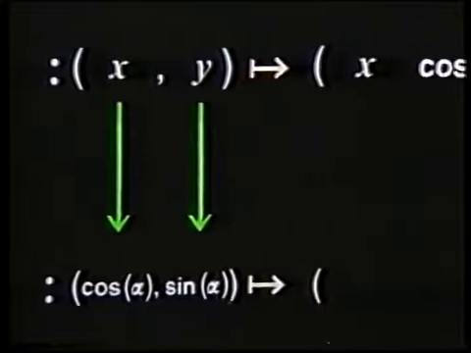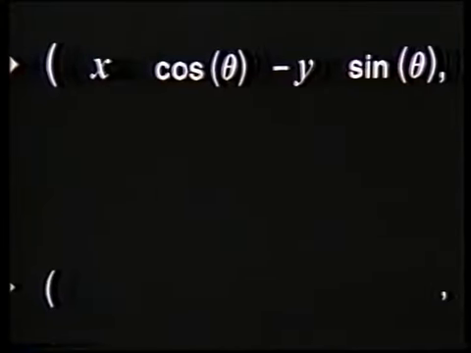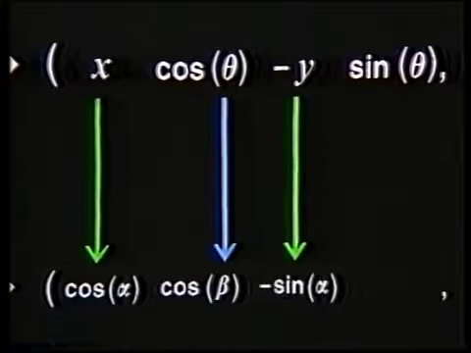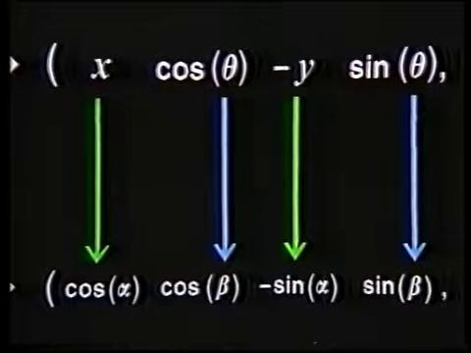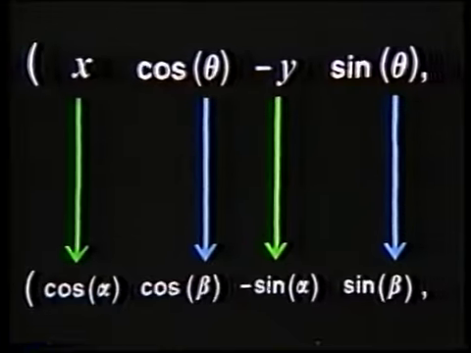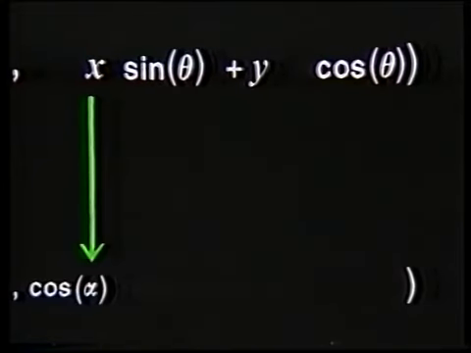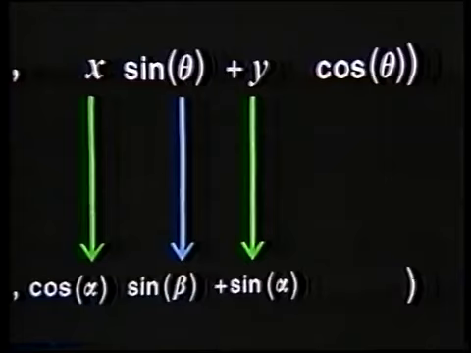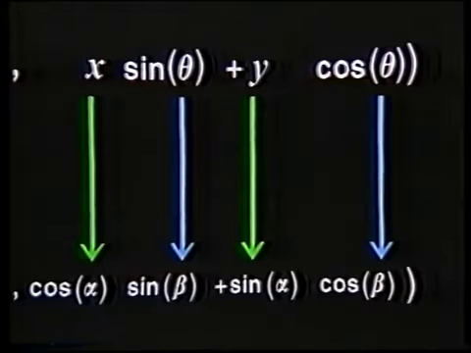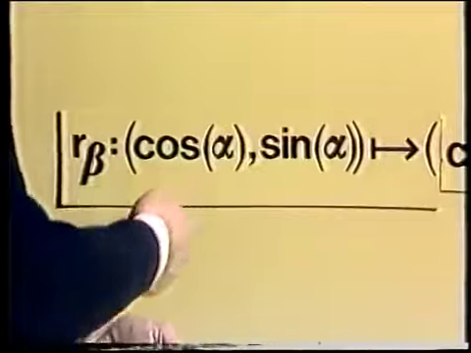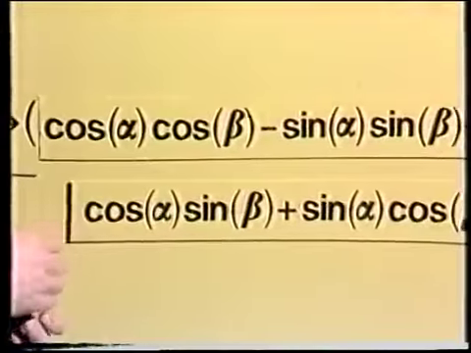Making these substitutions in the first coordinates, x is replaced by cos alpha, theta by beta, y by sine alpha, and theta by beta again. So we get cos alpha cos beta minus sine alpha sine beta. And for the second coordinates, we make the same substitutions, and we get cos alpha sine beta plus sine alpha cos beta. So now we've completed the problem. We know that r beta maps (cos alpha, sine alpha) to the point with these coordinates.